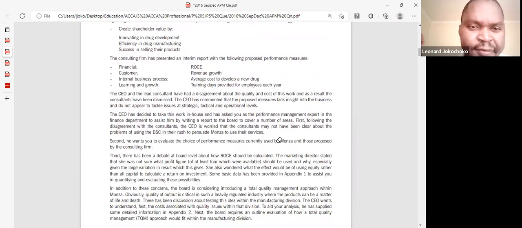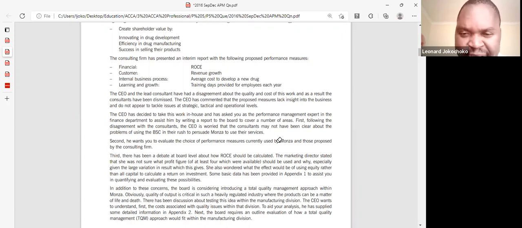The consulting firm has presented an interim report with the following proposed performance measures. We're given 4 measures in the 4 perspectives of the balanced scorecard here: return on capital employed, revenue growth, average cost to develop a new drug, and training days provided for employees each year. The CEO and the lead consultant have had a disagreement about the quality and the cost of the work, and as a result, the consultants have been dismissed.